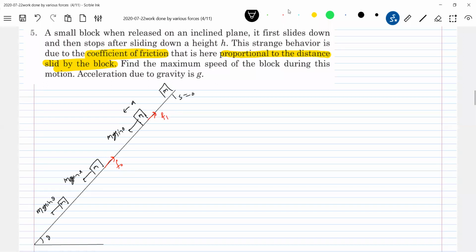Here the friction force acting, let it be F2. Now I'll show the retardation. So here let this acceleration be A1. And finally it comes to rest.